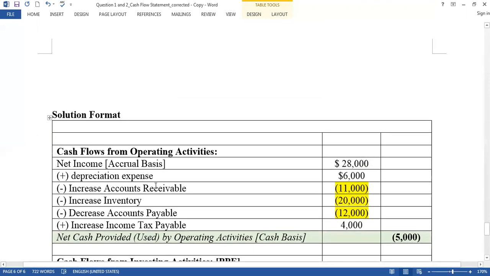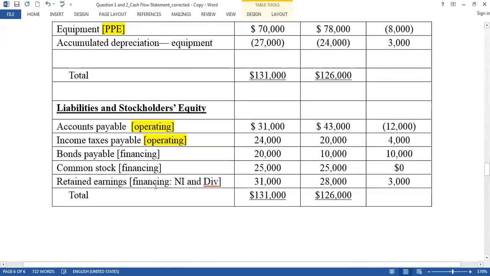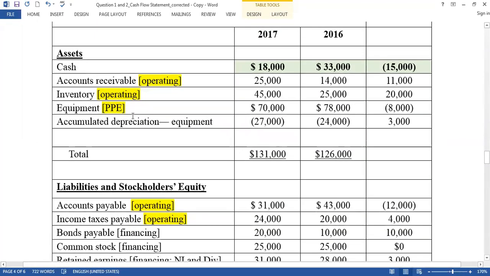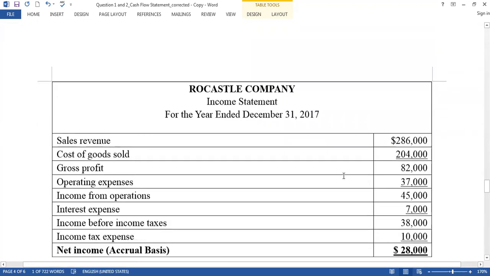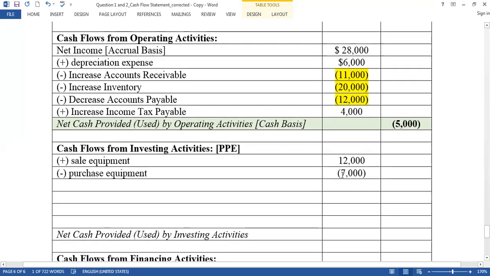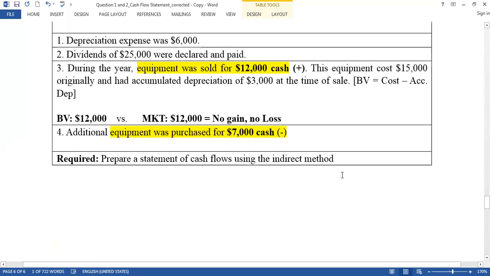So we don't have any other property, plant and equipment, only one. According to this question, we have only one property, plant and equipment, right? And by buying and selling, you will find that the balance is $8,000 because you buy something, you sell something. This is the net decrease, $8,000. So your net decrease of equipment is $8,000 anyway.